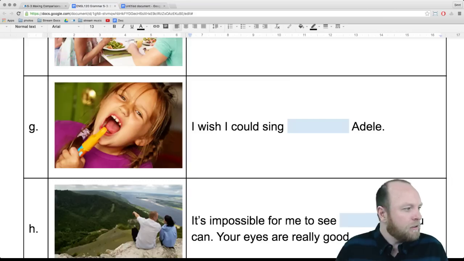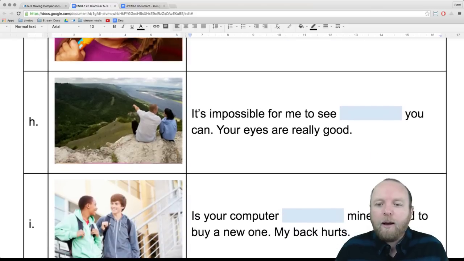Any other answers for G? I don't see any more answers for G for some reason. Okay, let's go to H. It's impossible for me to see H. See. See is not a linking verb, so we need an adverb. Okay, we need an adverb. So Mohammed Saeed, as good as? No, as well as.